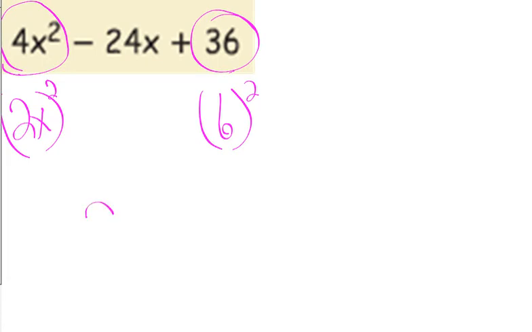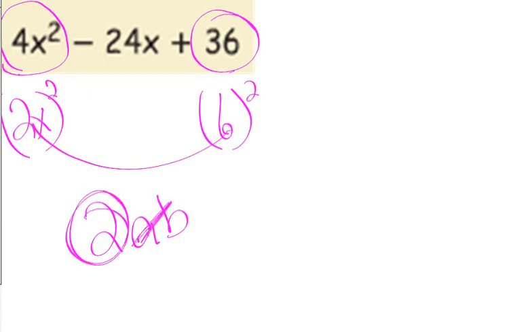Now, 2ab, we've got to see if that middle term equals 2ab. So what is a times b? 2x times 6 is 12x. So there's your a times b. Now double it. 12 times 2 is 24. And it is 24x. So this checks out to be our formula. So we know our a is 2x and our b is 6.